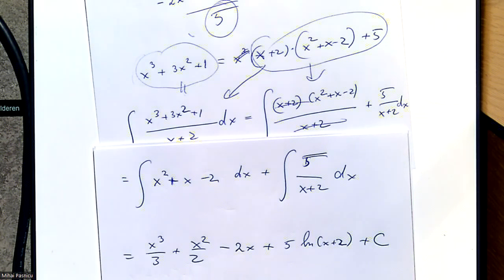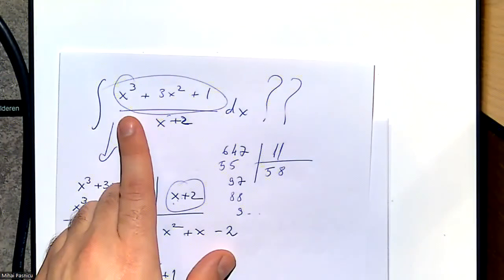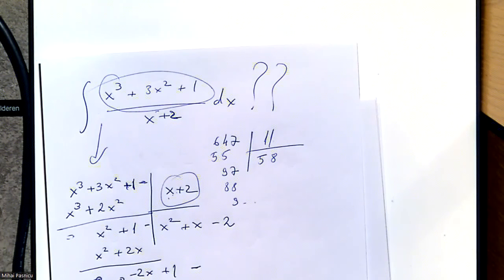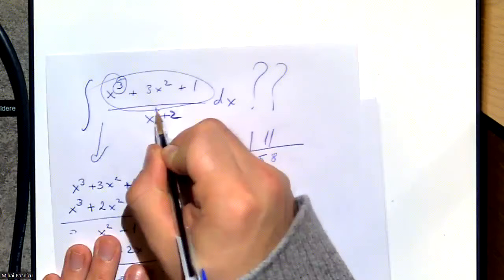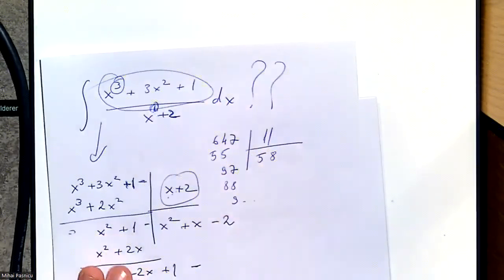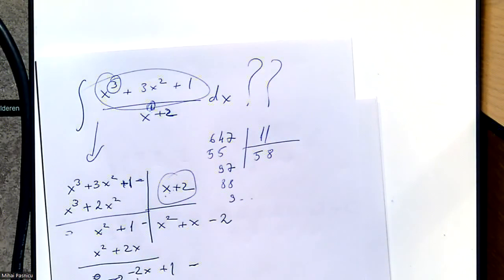So this is why polynomial division works. It only works when the power above the line is greater than the power in the denominator. So I have 3 here, 1 here. So it's a good place to apply polynomial division. Now, let's take another example.